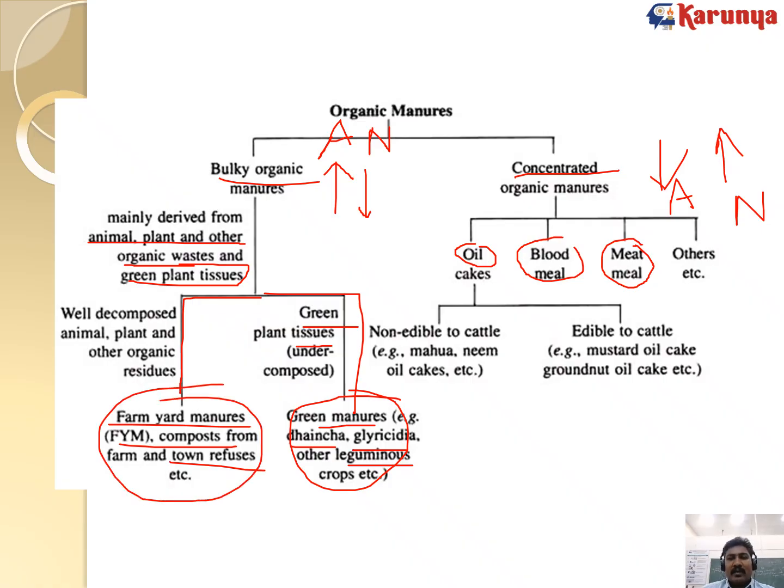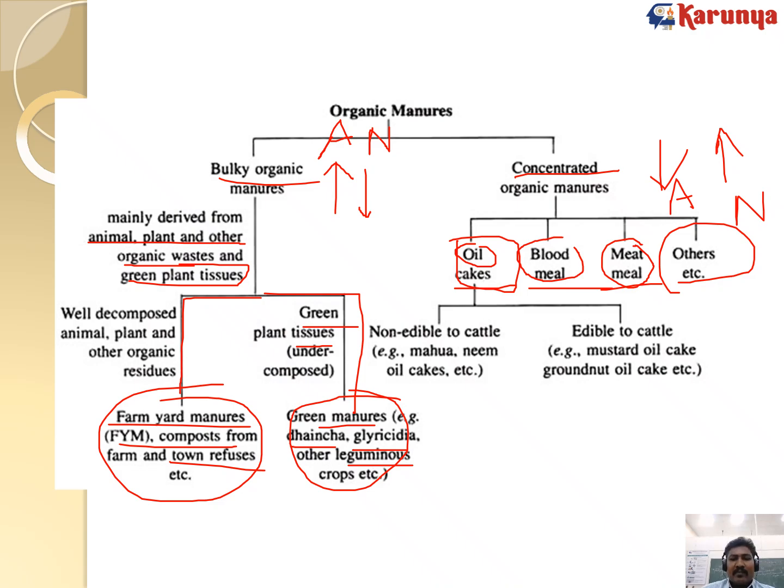Whereas in concentrated organic manures, you can see categories like oil cake. From oil cake you can extract the oil. For example, from groundnut you get the oil, and the remaining amount of cake is very low. Similarly for all oil-producing seeds. The amount of blood collected in a day in a slaughterhouse is very small, and meat meal and some other concentrated organic manures are also available from plant and animal sources.